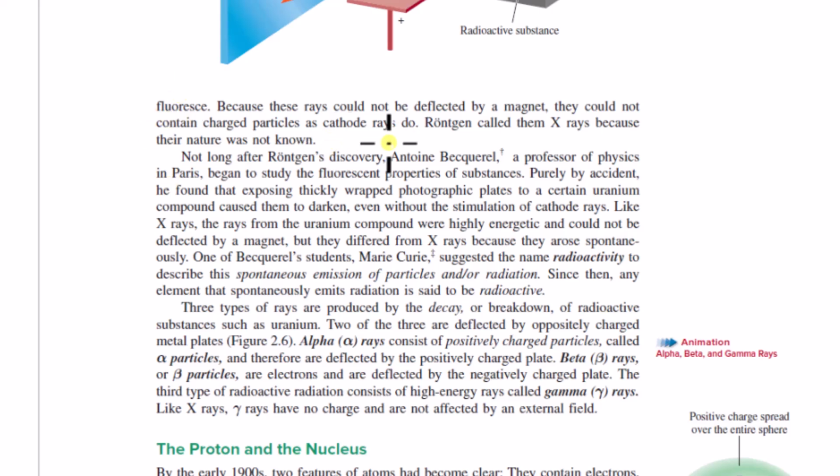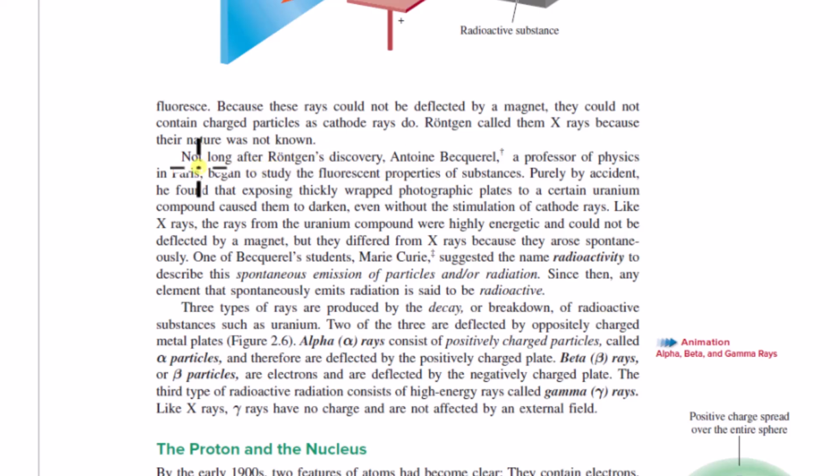Now again, you could imagine they wanted to check to see whether these rays contain particles. These rays weren't deflected by a magnet, just like light and heat radiation. So they concluded there were at least no charged particles like cathode rays, and they were called X-rays because their nature was not known.